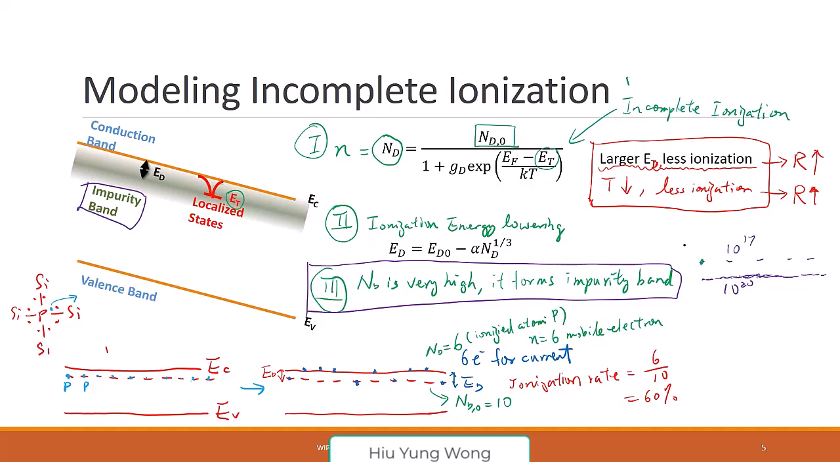So here, I have an electron immobile. But when you form the impurity band, the electron can move in the impurity band. Why is it called impurity? Because we just treat phosphorus as some impurity to the silicon, right? So I have introduced the concept of incomplete ionization. Any questions? Just purely the concept. Don't think about the equation yet.